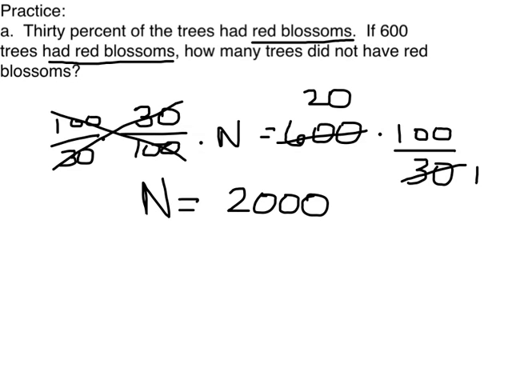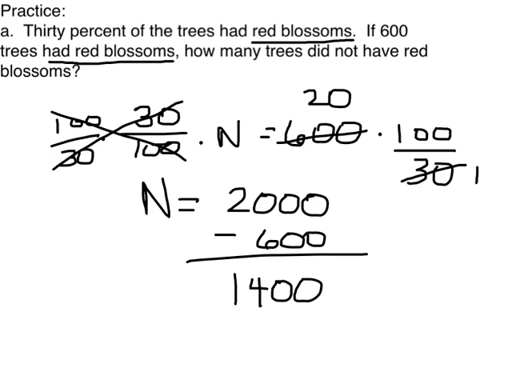All right, now this is not our final answer. To find our final answer, we're going to say, okay, if 600 of these 2,000 had red blossoms, how many did not? Well, we're going to subtract 600, and we'll find that 1,400 did not have red blossoms.